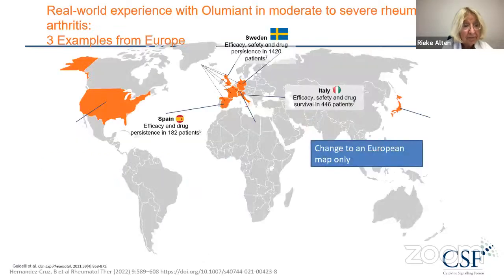So now we come to another part with the question, how well does real-world experience meet the expectation? And I brought you 3 examples from Europe, one from Sweden, one from Italy, and one from Spain, concerning real-world experience with baricitinib, with Olumiant, in moderate to severe rheumatoid arthritis. Next slide, please.